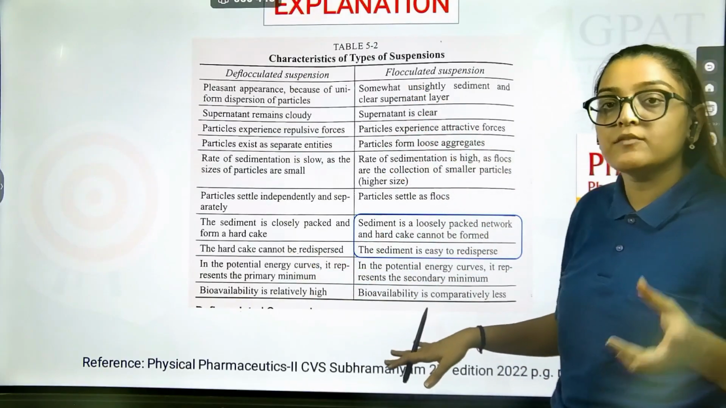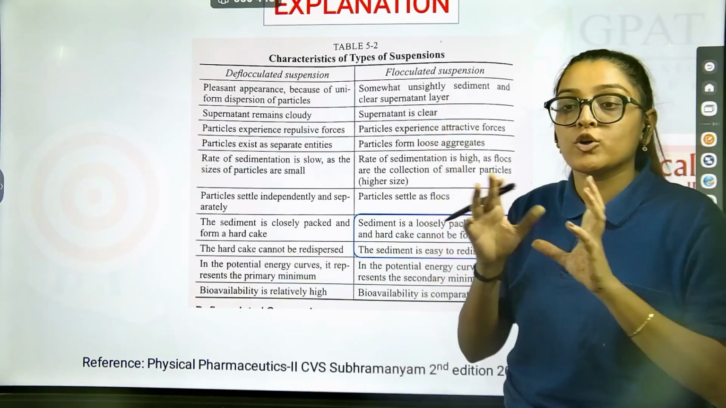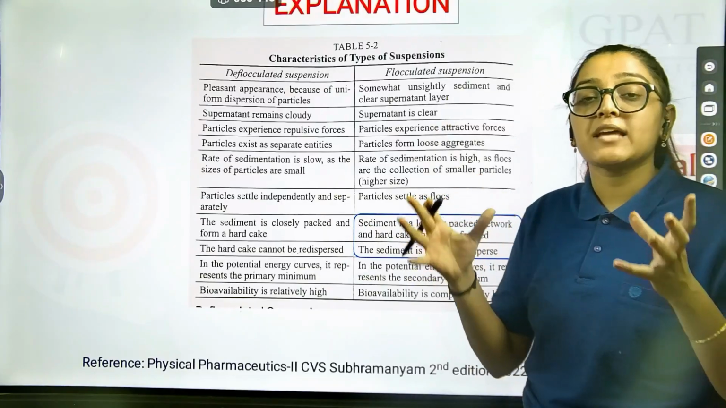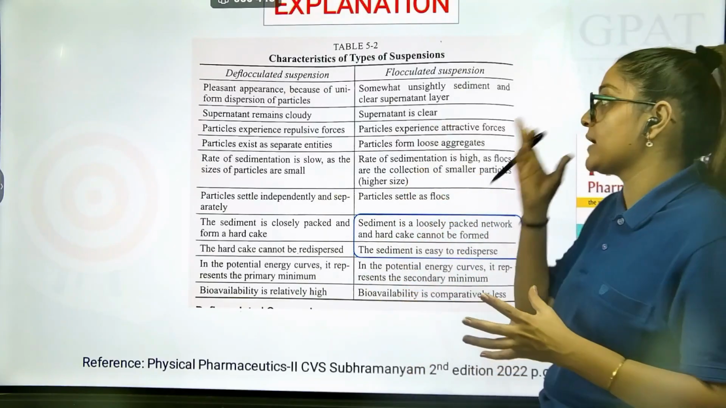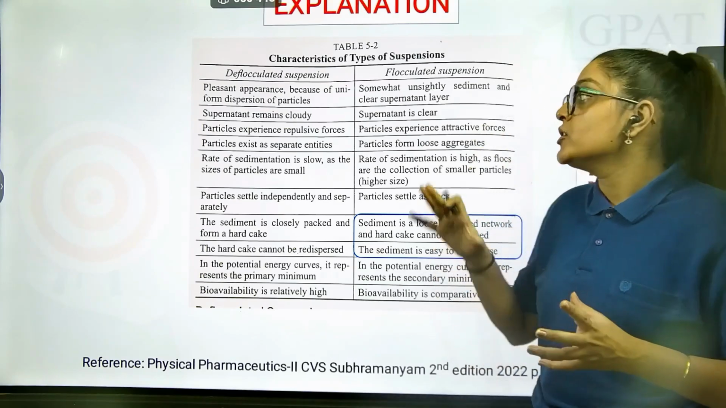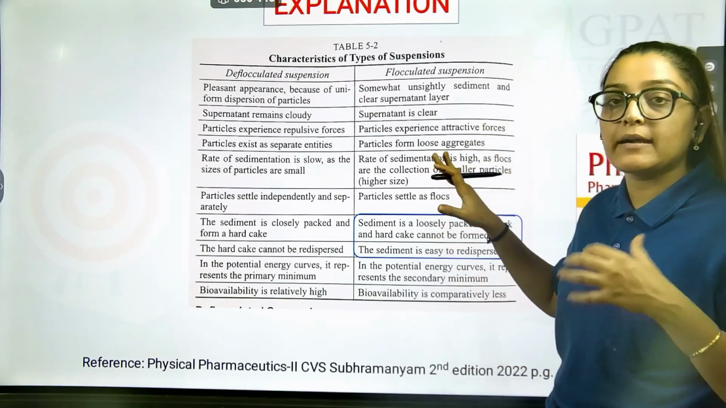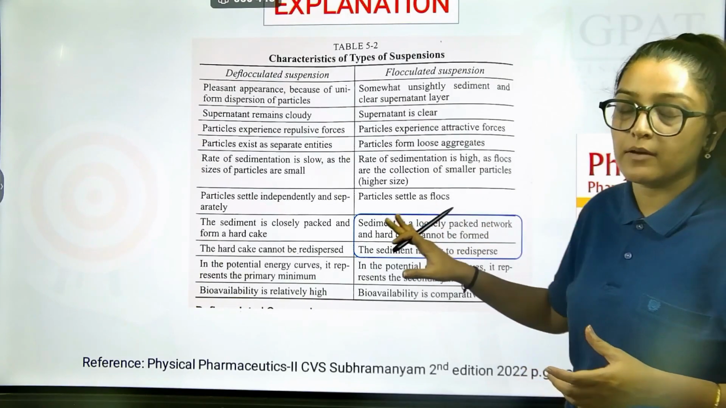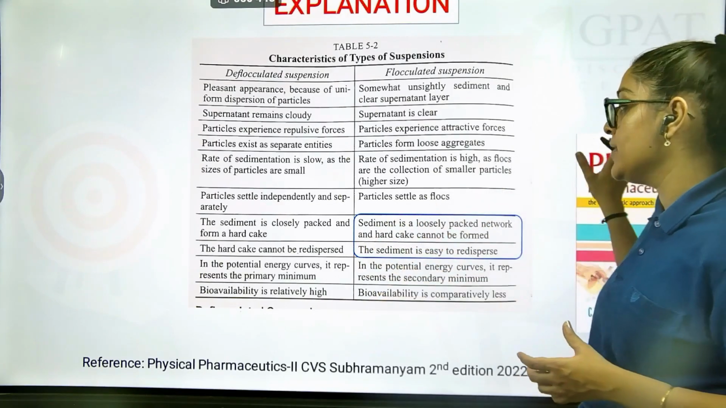Then in the flocculated one, as the name suggests, floccules are actually the particles which have very little interaction between them, right? That means they may form loose flocks, right? So they can be redispersed. The hard cake formation is not generally seen. Sediment here forms loose packing and does not form a hard cake, right?